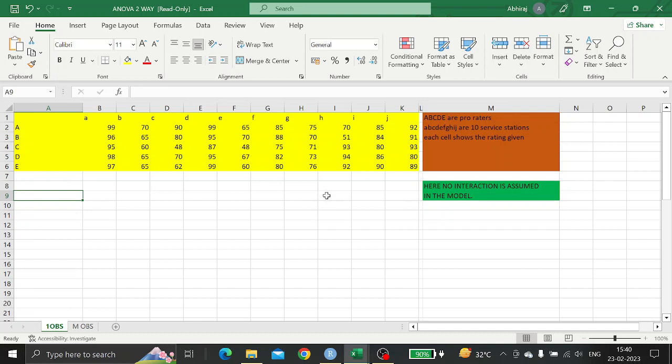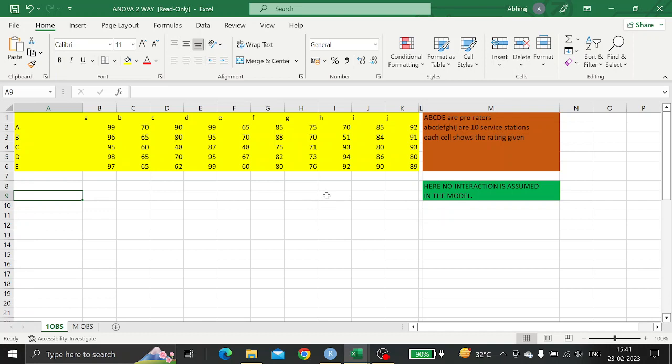We are to test whether there is an effect of the professional raters on the ratings, or an effect of the service stations on the ratings. So our response here is the ratings, which is being affected by two factors. Factor 1 is the professional raters and factor 2 is the service stations.